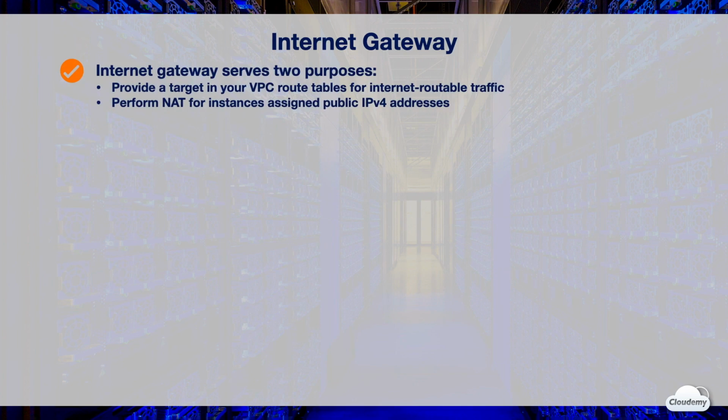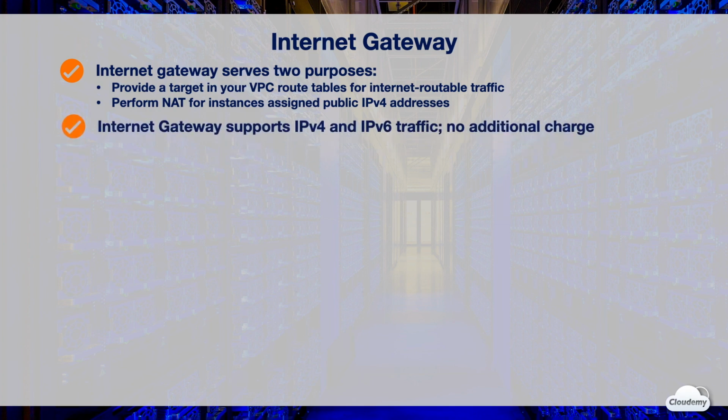An Internet Gateway is a horizontally scaled, redundant, and highly available VPC component that allows communication between your VPC and the Internet. An Internet Gateway serves two purposes: to provide a target in your VPC route tables for Internet routable traffic, and to perform network address translation or NAT for instances that have been assigned public IPv4 addresses. An Internet Gateway supports IPv4 and IPv6 traffic. It does not cause availability risks or bandwidth constraints on your network traffic. There's no additional charge for having an Internet Gateway in your account.